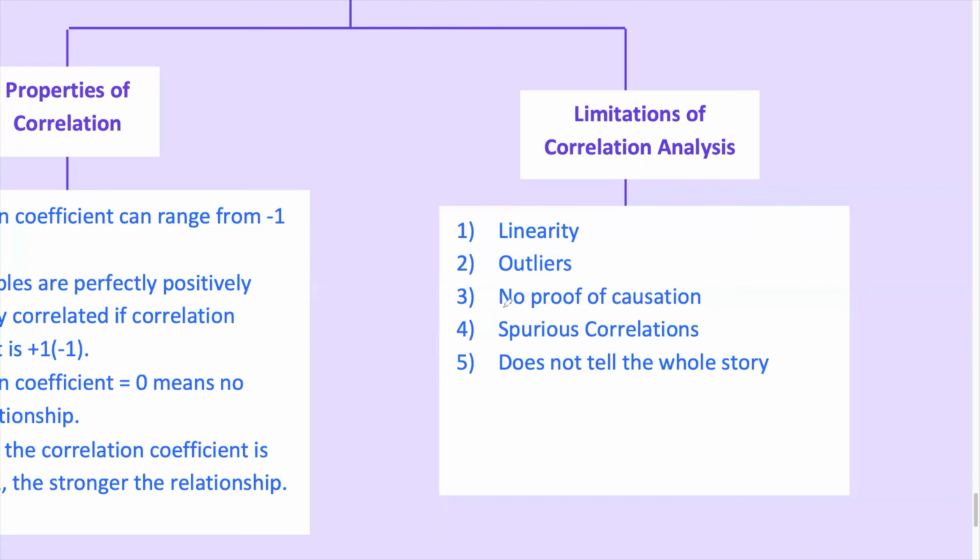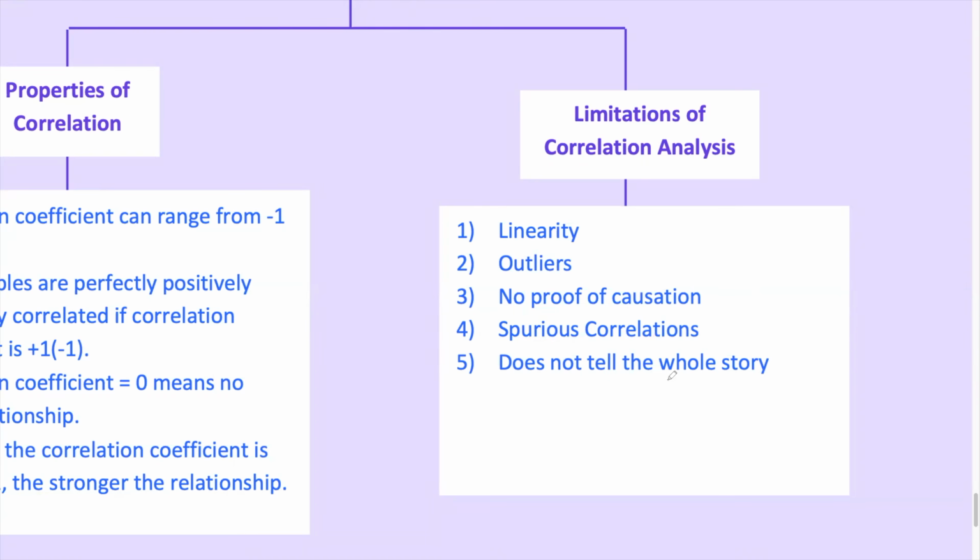Number 3, no proof of causation. Remember, correlation doesn't mean causation. Just because 2 variables move together doesn't mean one causes the other. There could be other factors at play. 4th point is spurious correlations. Sometimes you'll see correlations that are just plain fake. These spurious correlations don't mean anything and can happen purely by chance or due to a third variable influencing both.